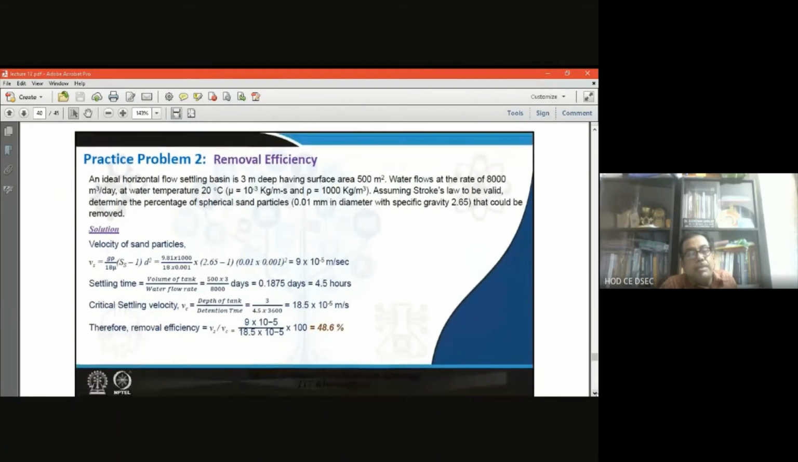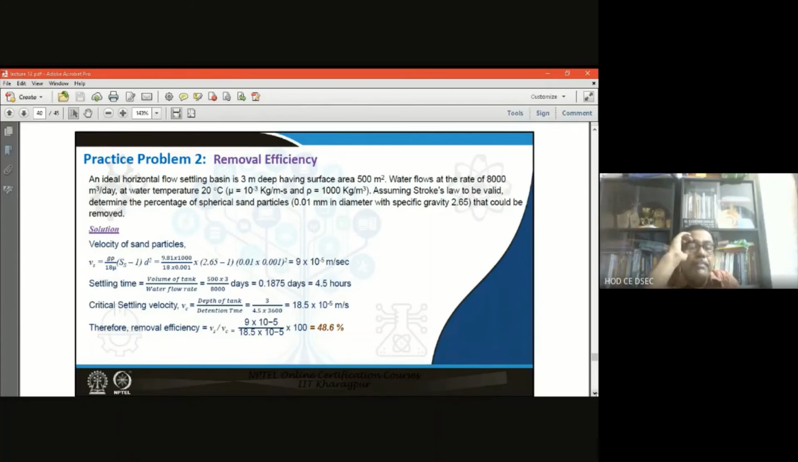Now I have come with a different type of problem in front of you. So let us discuss this different, very interesting problem. An ideal horizontal flow settling tank, the depth of the tank is given, that is 3 meters. And the rectangular tank surface area, that is L into B, is also given, 500 square meter. That means volume is given, because depth is given, area is given. Now the water flow, that is the Q, is at the rate of 8,000 meter cube per day, that is also given in the question.